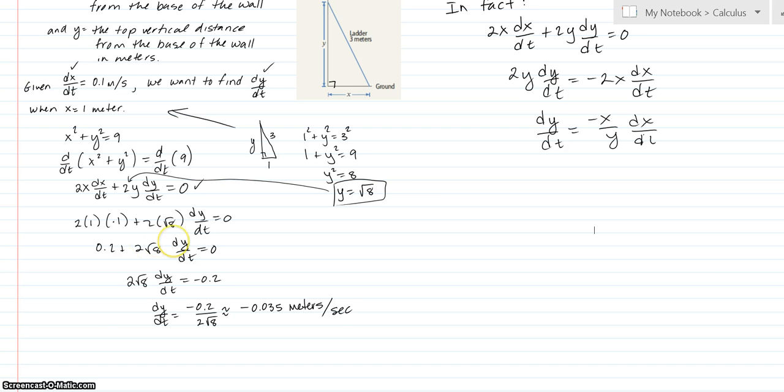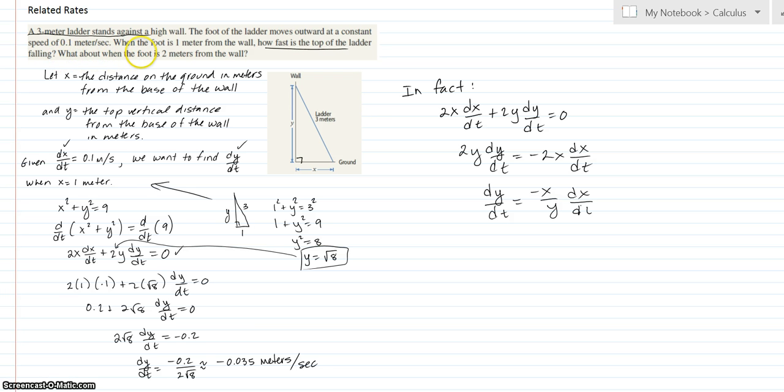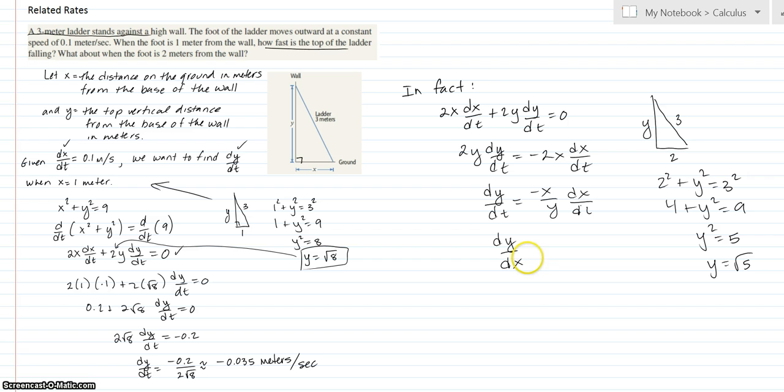To see that, let's answer the second part of the question. What about when the foot is 2 meters from the wall? Now it's 2 meters, so we need a new picture here. It's a little farther out. This is still 3. Now we're looking for a new y. So we have 2 squared plus y squared equals 3 squared. Solving for that, we get y squared equals 5, or the square root of 5. Now I have this already solved for, so I don't have to solve it every time.